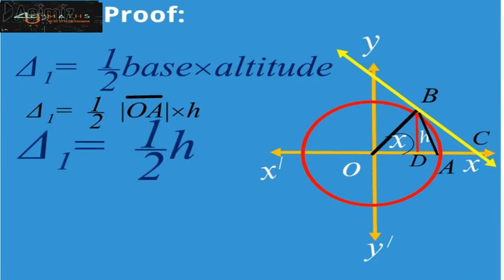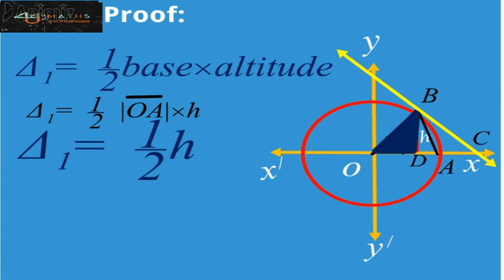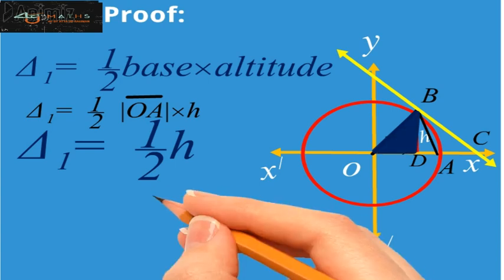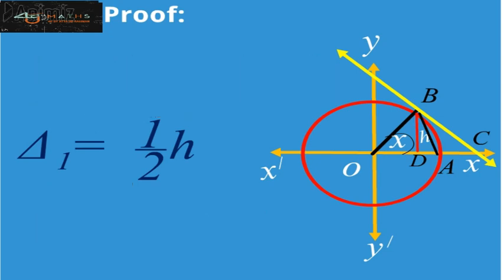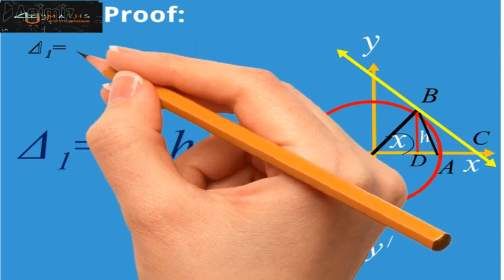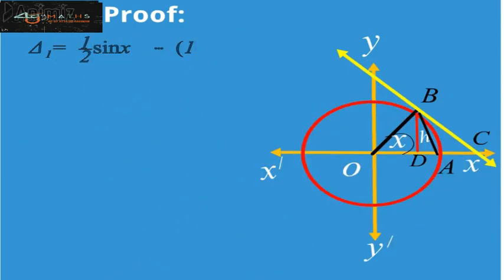Now in the triangle BOD, if we find sine, it gives h is equal to sine of x. So the area of the triangle AOB is now delta 1 is equal to half into sine of x. Suppose this is our first relation.